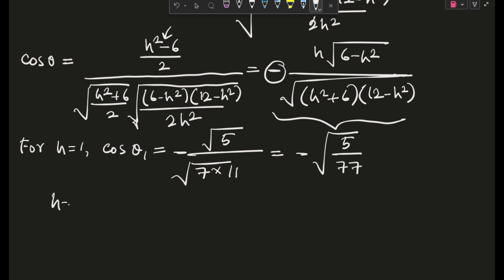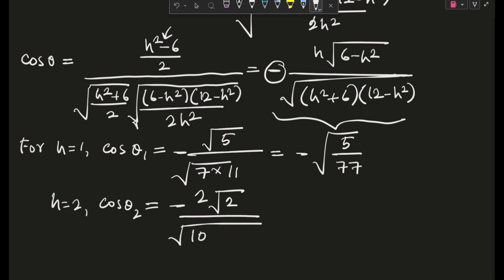And in the second place, on h equals to 2, cosine theta 2, this thing is coming out to be minus of, okay, theta 2 is h equals to 2, so 2 times of root 6 minus 4 is root 2, whole divided by 2 to the 4, 10, and this will come out to be 2 to the 4, 8. So a little bit of cancellation here and there. This is coming out to be 2 root 2. So 2 root 2 is getting cancelled. So this is minus 1 by root 10.